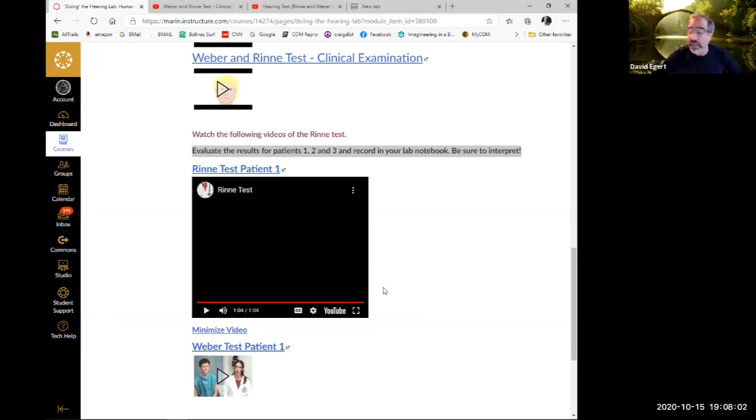What would it have looked like if she had conductive hearing loss? She wouldn't hear the one that was on the pinna, or it would be shorter than the one. What about if she had sensory neural deafness? How would it have happened here? She wouldn't hear it when it was on her mastoid process. Exactly. She wouldn't have even heard it when it was there on her mastoid process. So you're getting an idea of how that works, how you interpret that.